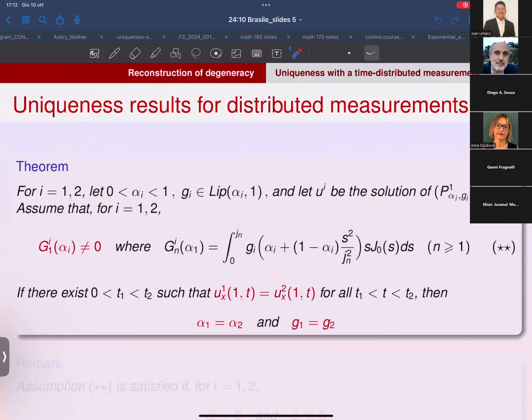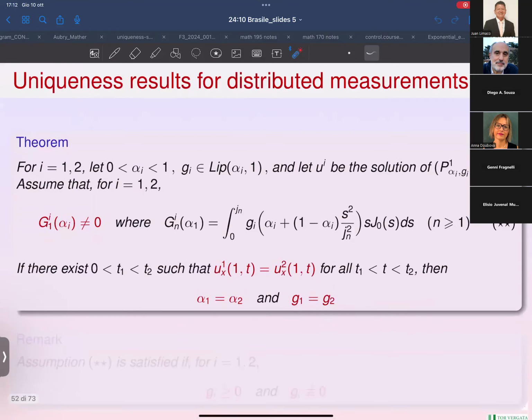So this is a uniqueness result. It's not a Lipschitz stability result. It just gives uniqueness. Suppose that the measurement of the normal derivative coincides for the two solutions on some interval T1, T2, then the degeneracy points are the same and the initial conditions are the same on alpha I1.